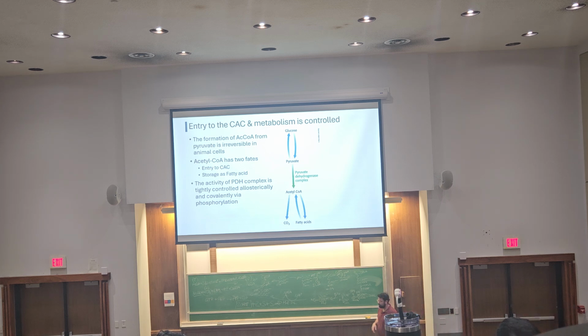So entry into the citric acid cycle and metabolism necessarily is controlled very tightly. Reason for this is that there are a few irreversible components that we've talked about so far. Going from pyruvate to acetyl-CoA is completely irreversible. There is no mechanism in mammals to go from acetyl-CoA back to pyruvate, right? So once we commit those carbons to acetyl-CoA, there's only one thing for them to do, and that's to enter the citric acid cycle. So entry into the pyruvate dehydrogenase complex must be very carefully regulated, okay?